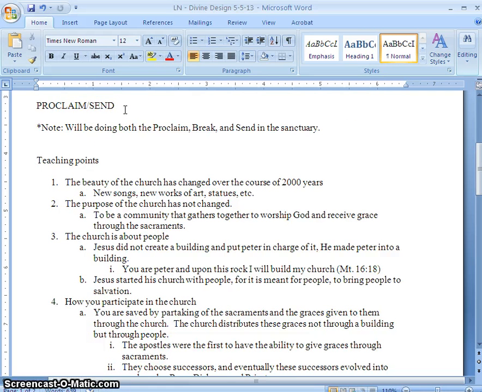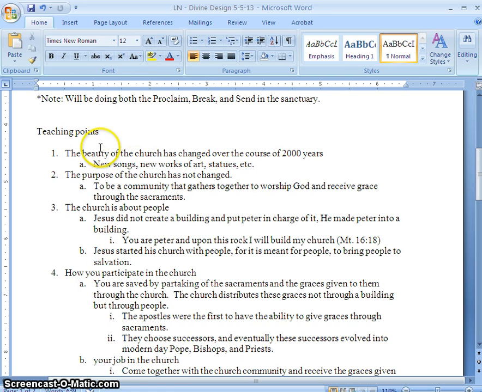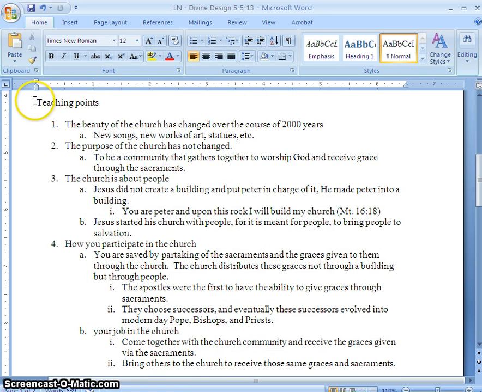In the send, one of the things they wanted to have happen was for the youth to go up into the church and be shown the different pictures or stained glass windows or symbols that point to the fact that the church is about people and not about a building. So instead of doing that part in the send, I'm going to weave that into my teaching in the proclaim because I thought they would connect together very nicely. So I have my note that we'll be doing all those in the sanctuary, proclaim, break, and send. And here are my teaching points.